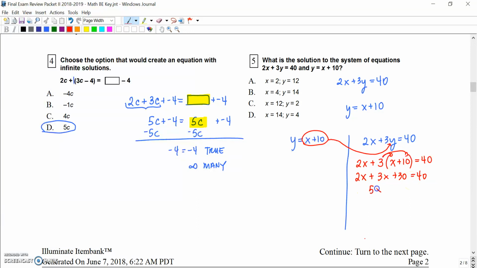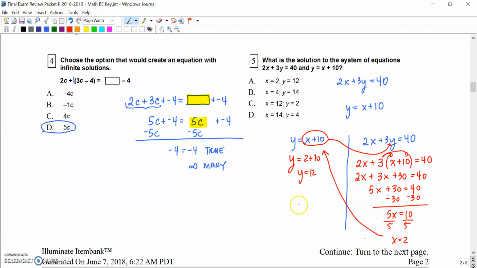Next up, combine like terms. 5x plus 30 equals 40. Subtract 30 from both sides and divide by 5. So we already know what our answer is, but we're going to keep going and just confirm this. So we're going to take this and plug it back in up here. So our answer is (2, 12), which is answer choice A. And we can also go back and verify by plugging this into the 2 original equations to make sure that that is correct.